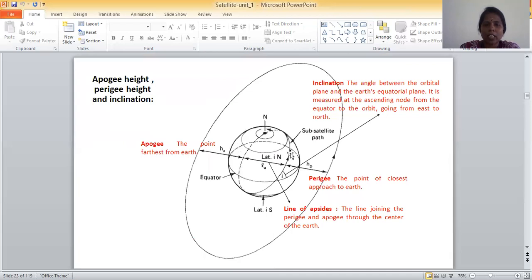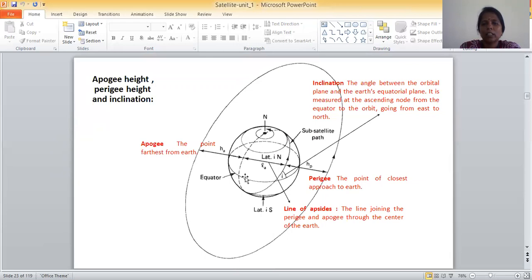And inclination. The angle of inclination is most important. As I said, this is the equator, and there is an equatorial plane. Between the orbital plane and the equatorial plane there will be an angle, called the inclination, I. That will tell us what type of orbit it is, either polar orbit or circular orbit, or what the deviation is from the equatorial plane. All these things can be determined by this angle of inclination.